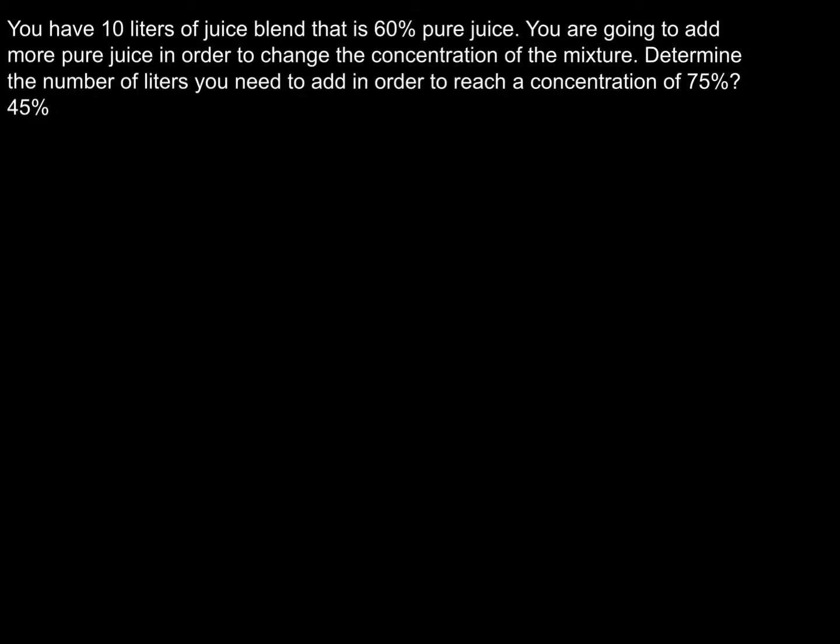You have 10 liters of juice blend, and it is 60% pure juice. You're going to add more pure juice in order to change the concentration of the mixture. Determine the number of liters you need to add in order to reach a concentration of 75%, and then also a concentration of 45%. So go ahead and pause the video.